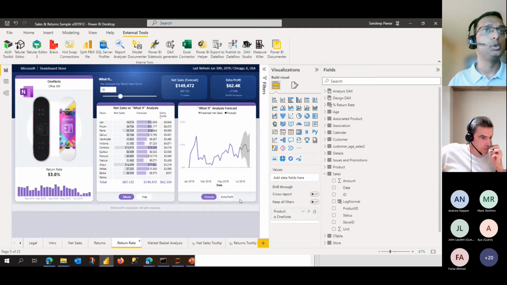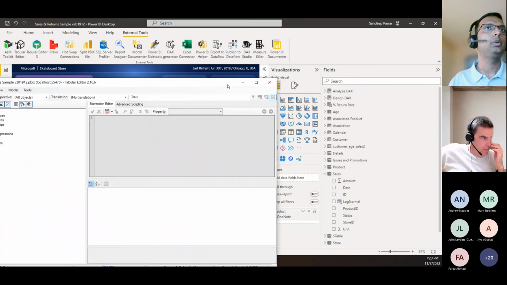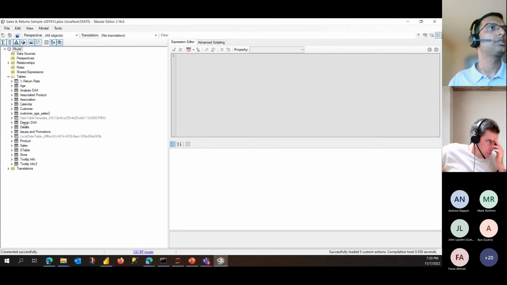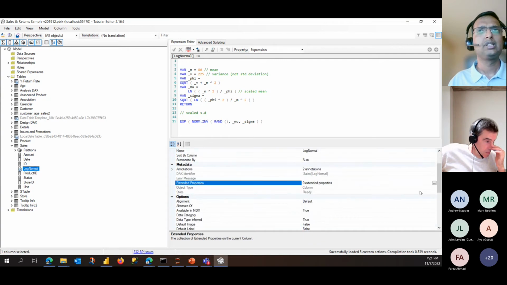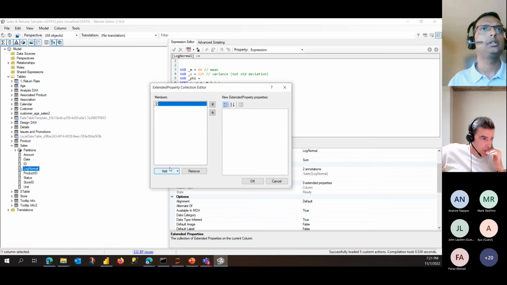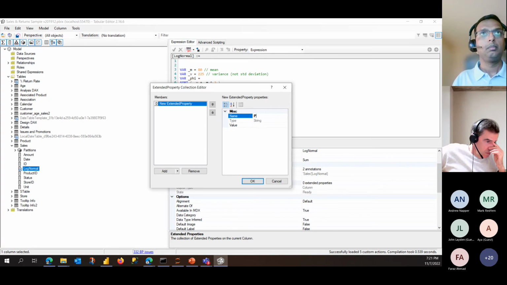The way you can convert your usual column into a single value slicer is in Tabular Editor. You can go here, go to tables, sales, my log normal. I'll go to extended properties and add an extended property here called parameter metadata. I'll zoom in a bit. Then I'll say version, and that version for that metadata is equal to 0.